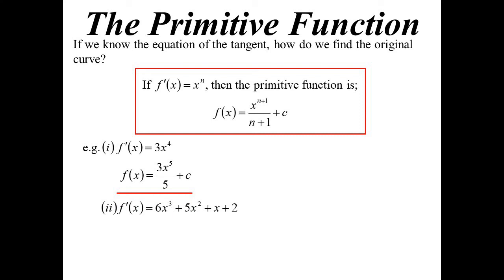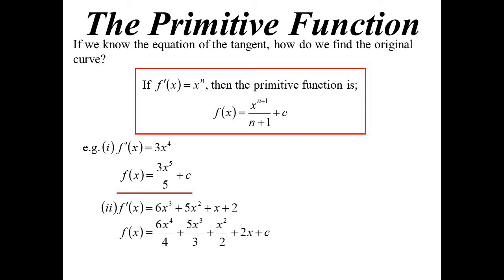Just like when we're differentiating, when we go back the other way, we just do it a term at a time. So the 6x cubed, add 1 to the power, we get power of 4 over 4. 5x squared, add 1 to the power, we get 3 over 3. X, well that's x to the power of 1. So add 1 to the power, we get 2 over 2. That constant number 2, well remember that's really 2x to the power of 0. Add 1 to the power, we get power of 1, so we have x. Plus, of course, a constant.